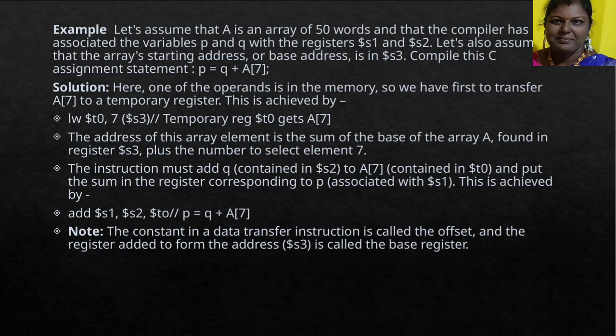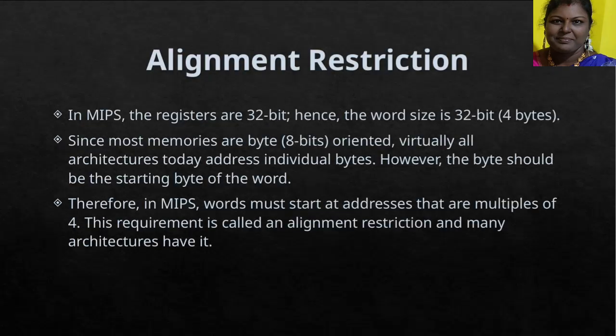Since A of 7 is in memory, we first load it into a temporary register, T0. Then, we add Q from S2 to that value and store the result back in S1, linked to P. The number 7 here is called the offset, and S3 is the base register. In MIPS, registers hold 32 bits, so the word size is 32 bits or 4 bytes.